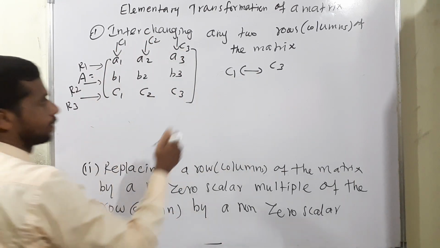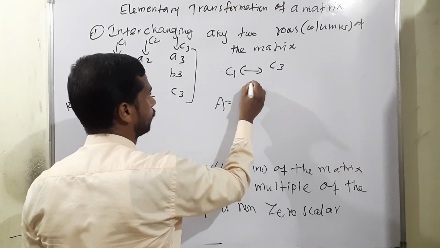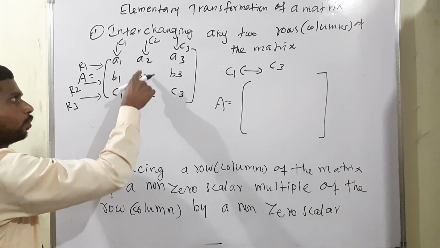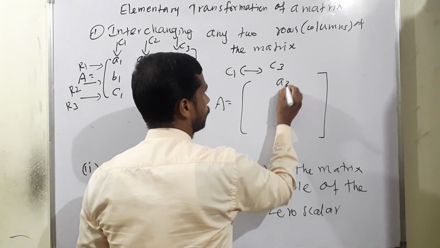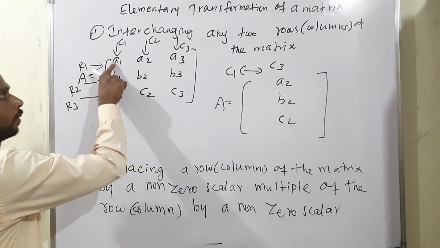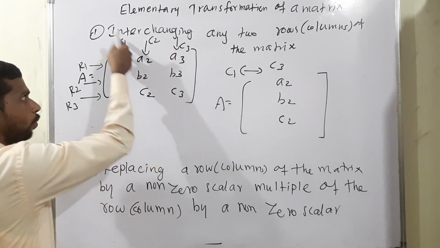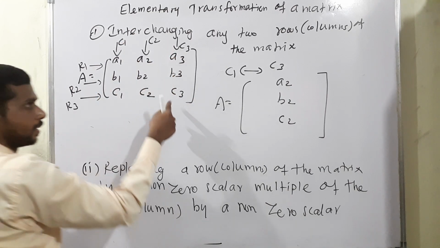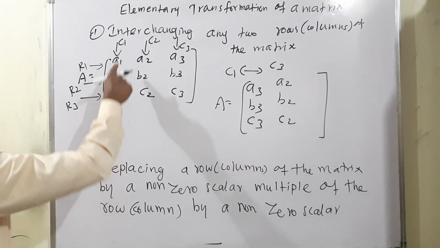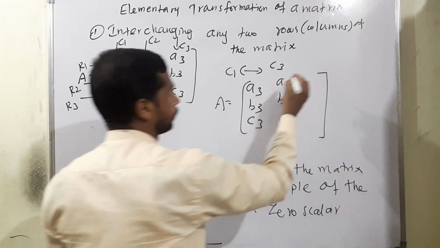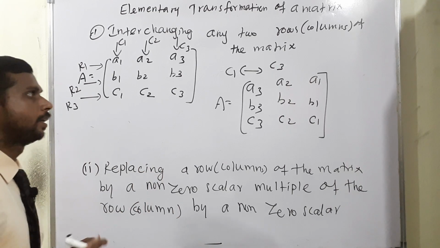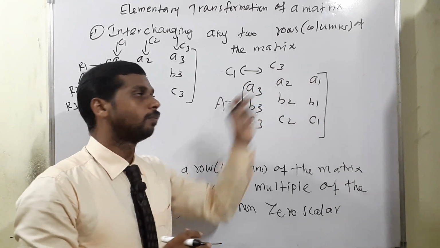C2 stays as it is. Therefore we can write A is equal to: the unchanged column C2 is A2, B2, C2. C1 moves to C3's place and C3 moves to C1's place. Therefore the first column is A3, B3, C3, and the last column is A1, B1, C1. This is interchanging columns, column 1 with column 3.